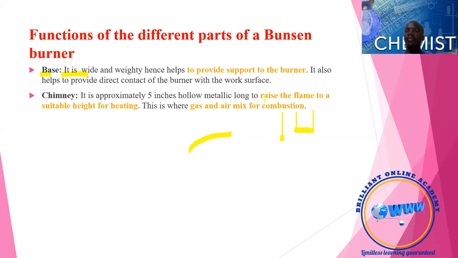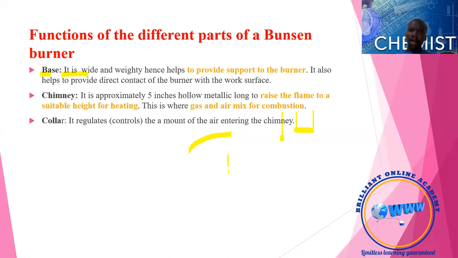So that air mixes with the gas, and therefore the combustion now takes place at the what? At the chimney. Very good. We have the collar. The collar, I said, is just a ring. And because we said, sorry, we said at the chimney, we have an air hole.